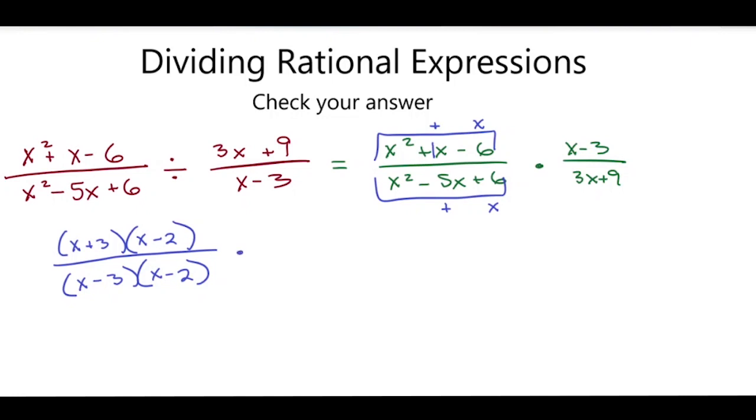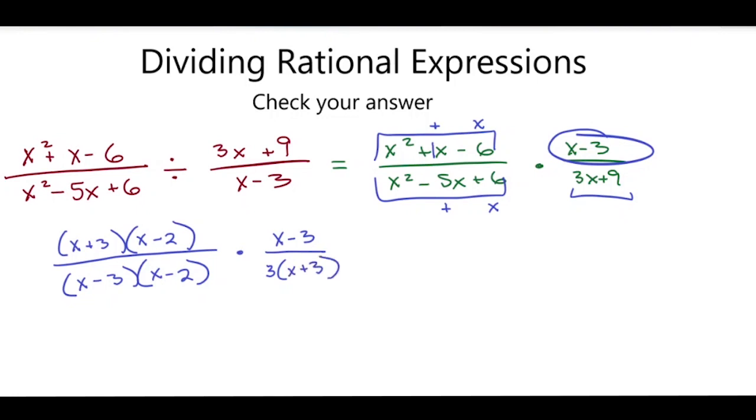And then we'll multiply that by the other fraction. And x minus 3 up here, really can't do anything else with that, so I will leave that as x minus 3. But on the bottom, I have 3x plus 9, and I can factor out a 3. So if I factor a 3 out of both of those terms, it's x plus 3.